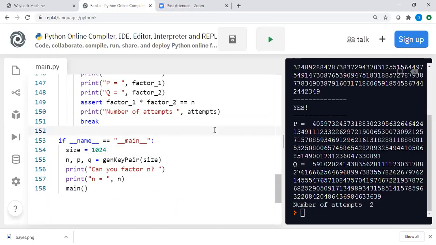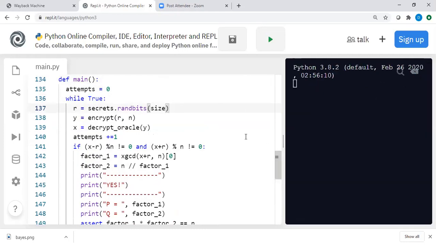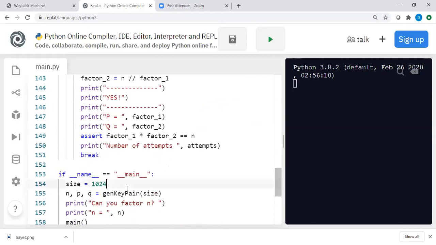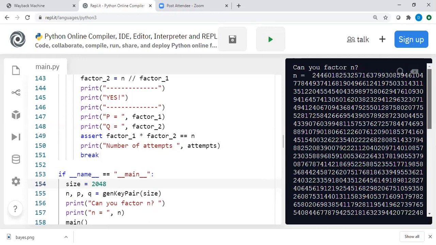Let's try that. Yeah, you see here only 2 attempts are needed to get back the prime factors, meaning only 2 different random numbers were selected. Here I have a loop, right? I need only 2 of those random numbers to find this. I actually tried it with even 2048, and let's see what happens now. It's going to take some time because it's trying hard to break this large number. Yeah, it took 4 attempts. Only 4 different random numbers were needed to break this 2048-bit number and find its prime factors.